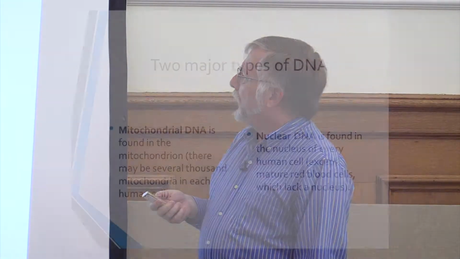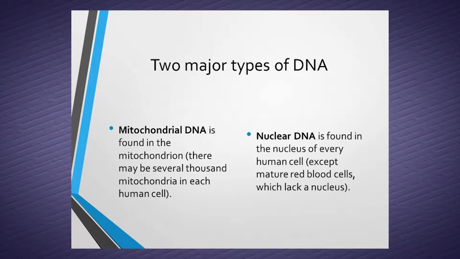So we're going to talk about mitochondrial DNA. We're going to talk about nuclear DNA. These are the two major types. So the mitochondrial DNA is found in the mitochondria, and again, that could be several thousand of those in each of those cells. That's why often when they are doing DNA testing of remains, particularly very old remains, they may only be able to get mitochondrial DNA because frankly there's so much of it, there's a better chance that some of it was preserved. It's not as likely that the nuclear DNA was preserved. It depends on the circumstances.